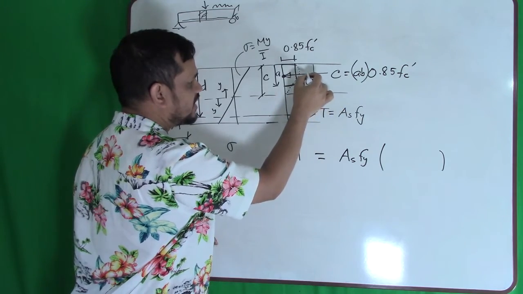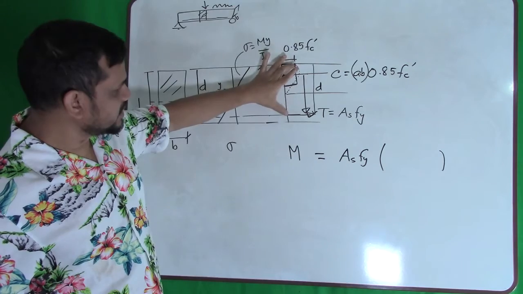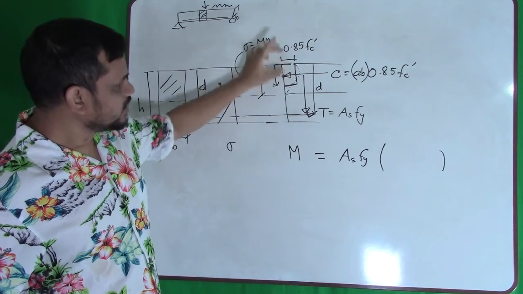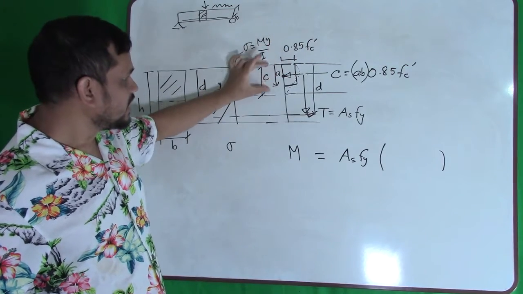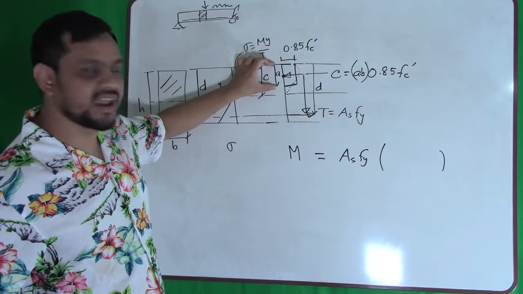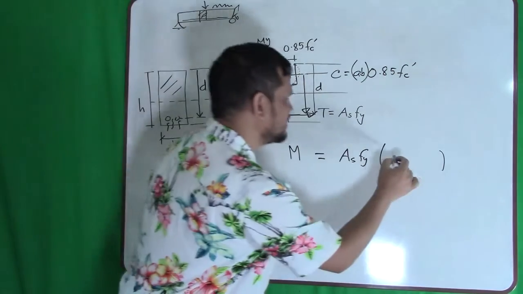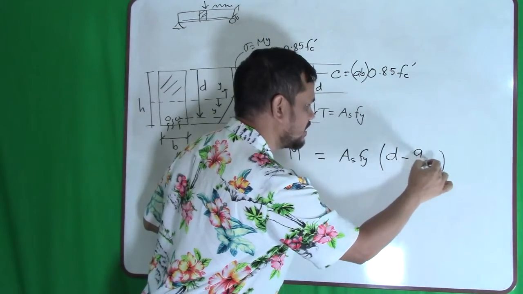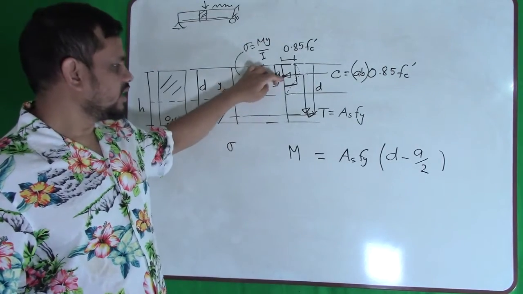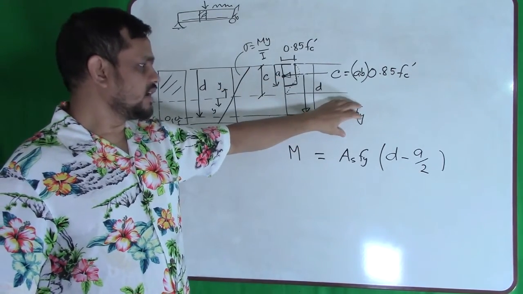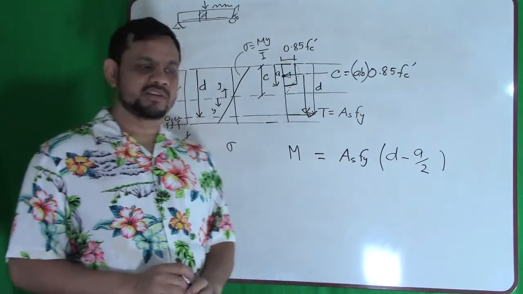Here to here is d, but I need here to here. So I will deduct this amount. What is this amount? You can see half of a, whatever a, half of this. So my distance is d minus a by 2. So if I take moment here, force times distance. So again, memorize this equation.